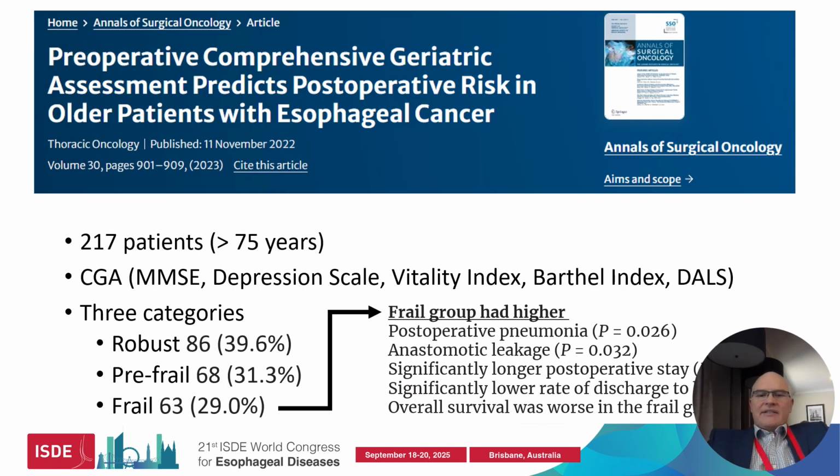And people have assessed a comprehensive geriatric assessment on the post-operative risk of elderly patients having esophageal cancer surgery. In this study a CGA categorised patients into a robust, a pre-frail and a frail group, and the frail group, as you can imagine, did worse. They had higher rates of pneumonia, leakage, longer post-operative stay, significantly lower discharge rates to home, and also worsening survival.